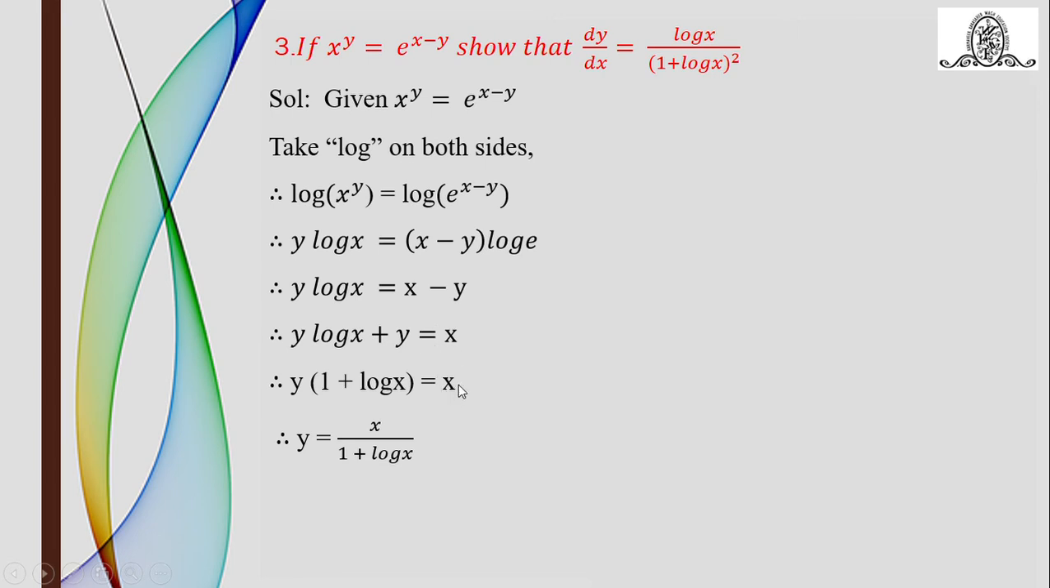RHS is equal to x just. And hence y is therefore equal to x upon 1 plus log x. So this is the simplification for y. So now your given implicit function is converted into explicit form. That is, x and y are separated from each other. So here we have separated x and y. So now our function is explicit.